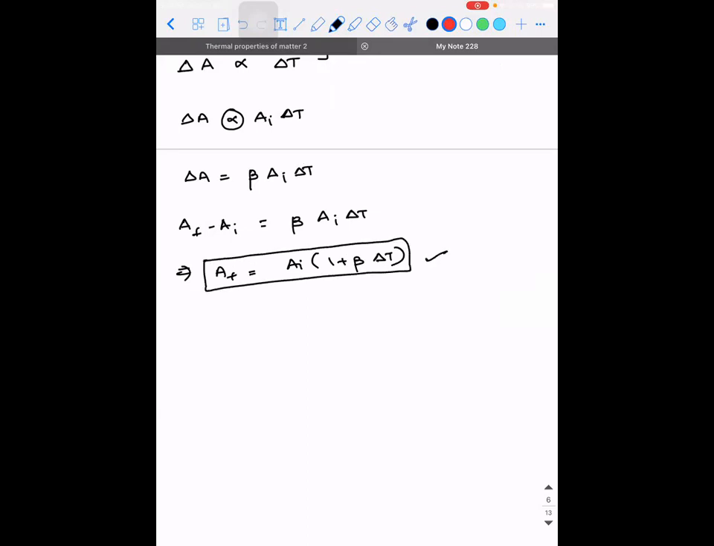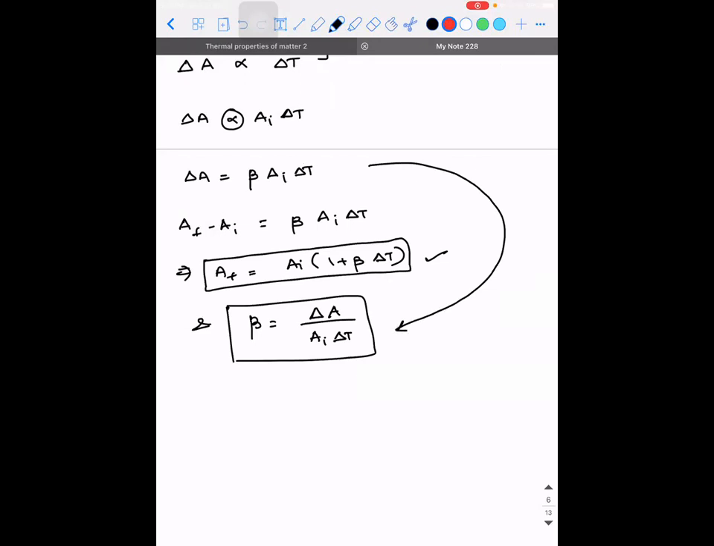Okay, this is one of such expressions. And similarly, I can write beta is equal to delta A divided by AI into delta T. That is, I came from this step. Beta is equal to delta A divided by AI into delta T. Is this clear, guys?